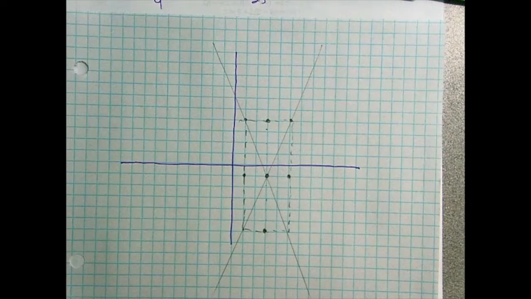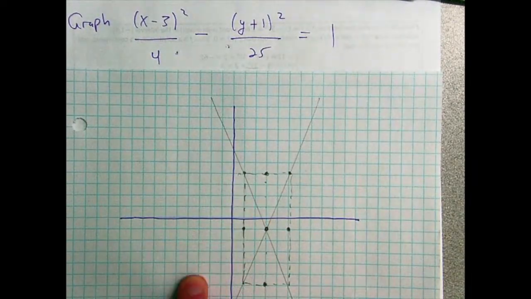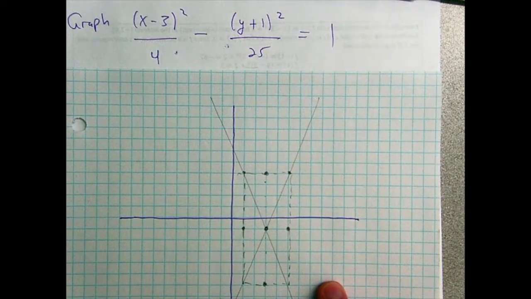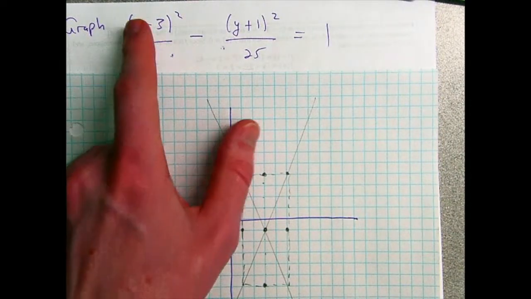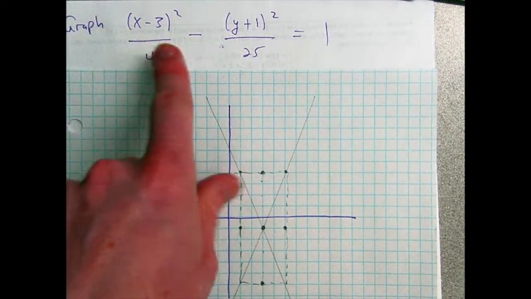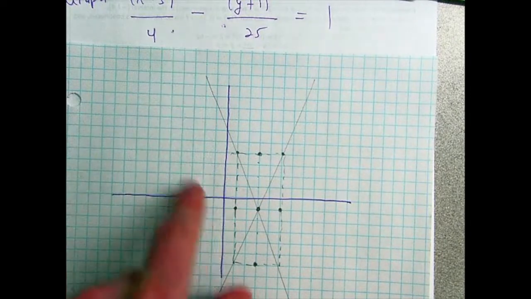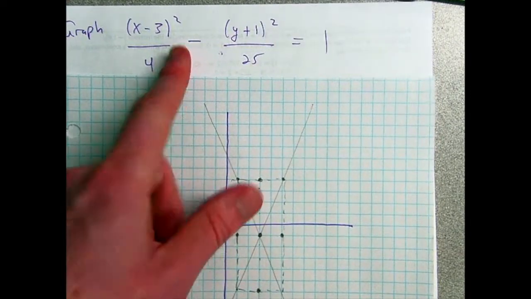Now I guess you just have to decide, is this thing supposed to be a left-right hyperbola, or should it be an up-down hyperbola? If you look at the form of the equation, it's of the form x stuff squared minus y stuff squared. That was the first form that I explained, and that's a left-right hyperbola. So if the x term comes first, then it's a left-right hyperbola.